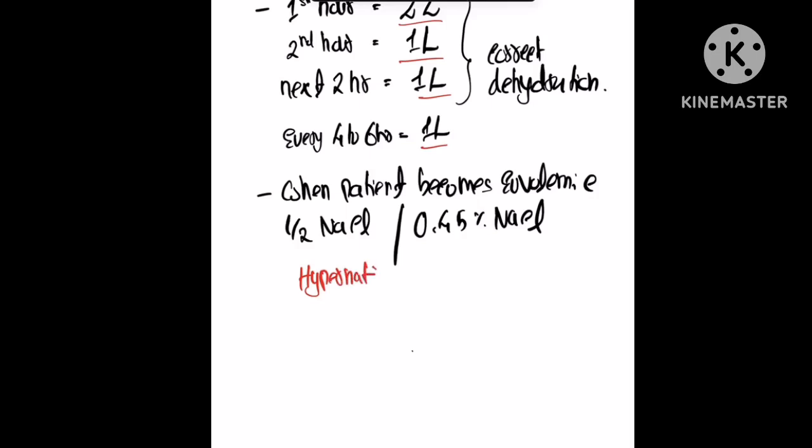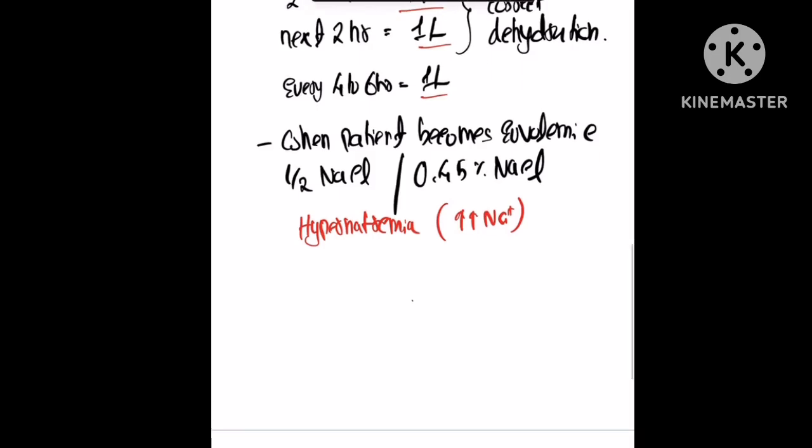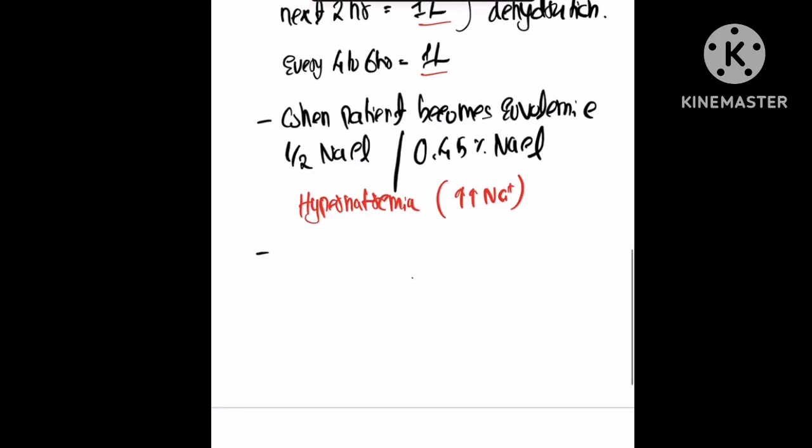Hypernatremia. So, what is hypernatremia? Hypernatremia is an increase in serum sodium of more than 145. Now, when the patient lands up in something like hypernatremia, we have to prevent that, and as a preventive measure, we have to use 0.45% sodium chloride.